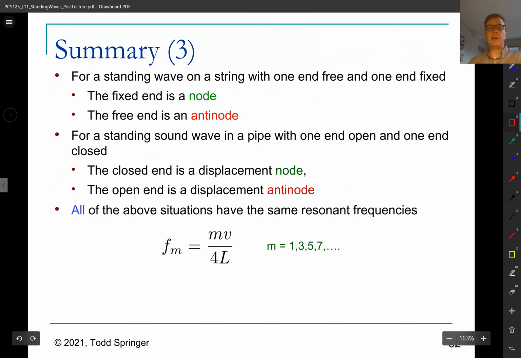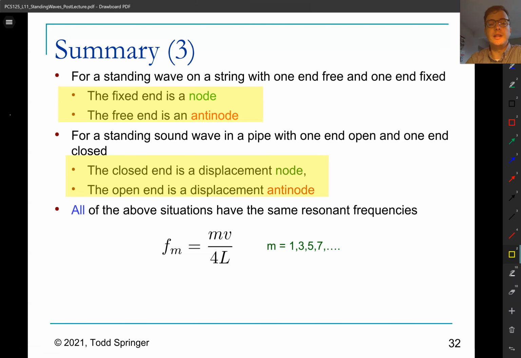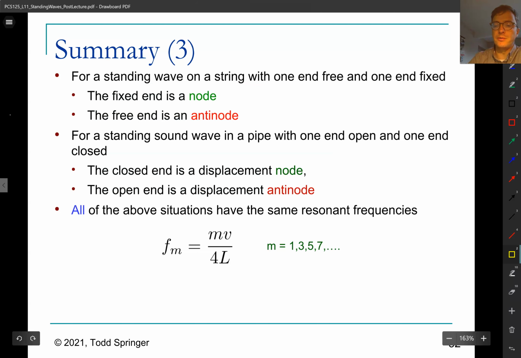On the other hand, if you have a string which is free at one end and fixed at the other, the fixed end is a node and the free end is an antinode. This also happens in a pipe which has one end open and one end closed. The closed end is the node, the open end is the antinode. And in these situations, you have a different formula for your standing wave frequencies: mv over 4L, and m takes on the odd numbers, 1, 3, 5, and 7.